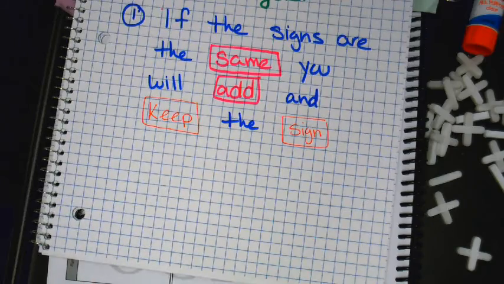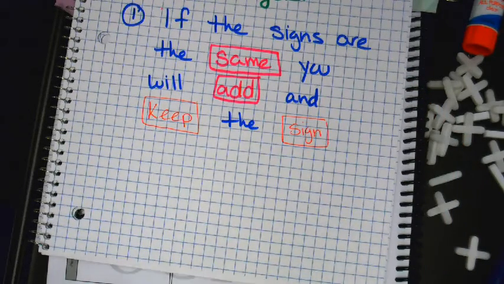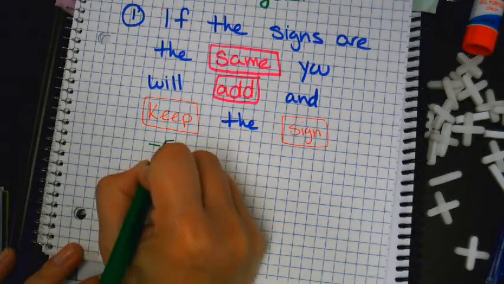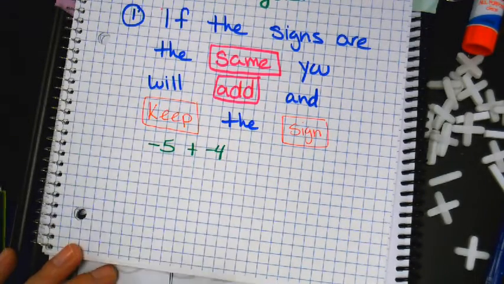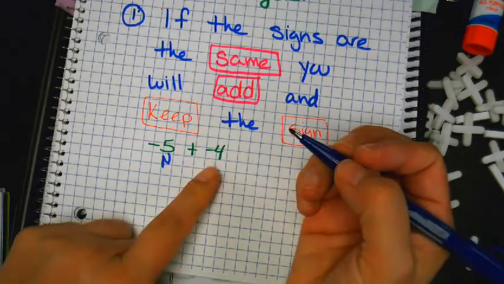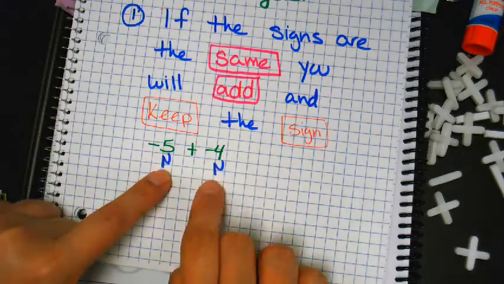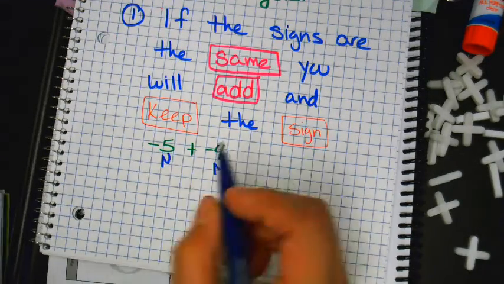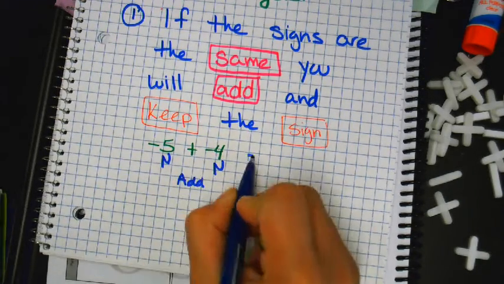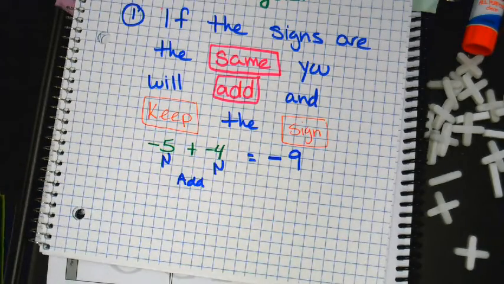Does everybody understand what I mean by signs? If it's a positive or a negative, right? So, for example, if I have -5 plus -4, what kind of number is the first one? It's a negative. What kind of number is the second one? It's a negative. So they're both negative. The signs are both negative. So you're going to add and we keep the sign. So if it's negative, it stays negative and we add them. -5 plus -4 is equal to -9.